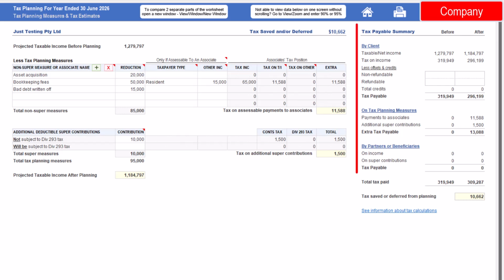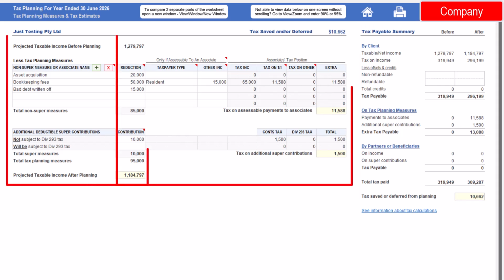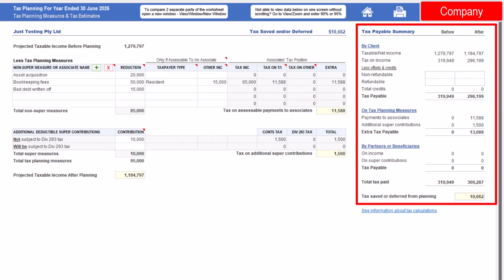Before tax planning, the projected taxable income and tax payable is shown on this screen. You propose to purchase some much needed equipment that can be written off, pay bookkeeping fees to a director's partner, write off a bad debt, and make additional super contributions for each of the two directors. The tax summary at the right-hand side of the screen shows the changes in the client's taxable income and tax payable. Tax on assessable payments to the director's partner and tax on additional super contributions are shown separately in the summary to calculate the amount of tax saved or deferred.